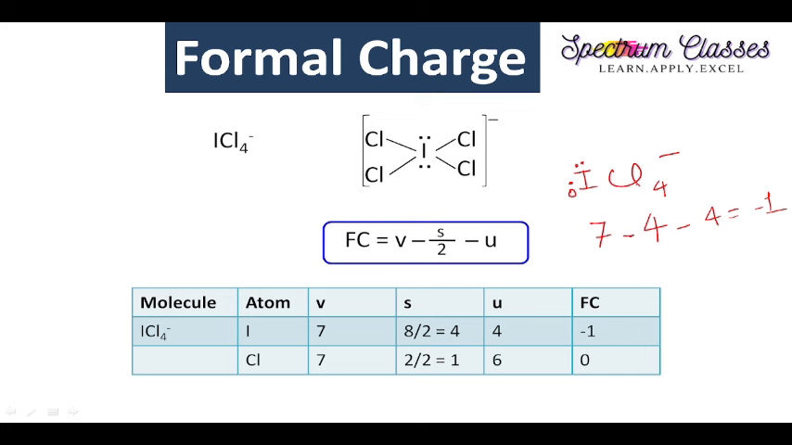Second is, what about this chlorine atom? This chlorine atom has 7 valence electrons minus how many bonds it forms with this iodine? It forms 1 bond, as we can see, minus the number of unshared electrons. Since 1 is shared in the bond formation, the left 6 are there, no other charge is there. Fine. So in this manner we simply calculate this formal charge.